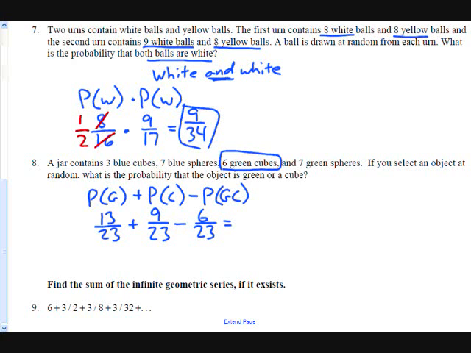Now I just combine these. I add the numerators and subtract the numerators, and the denominator stays the same. So 13 plus 9 gives me 22, minus the 6 gives me 16. So it's 16 over 23, and that's not going to reduce at all. And that's it. So again, when there's overlap, we have to add the probabilities and subtract the overlap so that we don't count those objects twice.